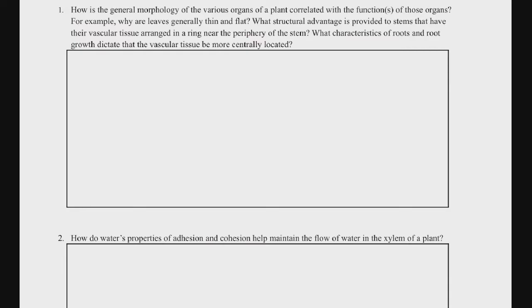So number one asks, how is the general morphology of the various organs of a plant correlated with the functions of those organs? For example, why are leaves generally thin and flat? What structural advantage is provided to stems that have their vascular tissue arranged in a ring near the periphery of the stem? And finally, what characteristics of roots and root growth dictate that the vascular tissue be more centrally located? So for this question, I'm just going to dissect it piece by piece. The first part is asking about leaves and their structure.